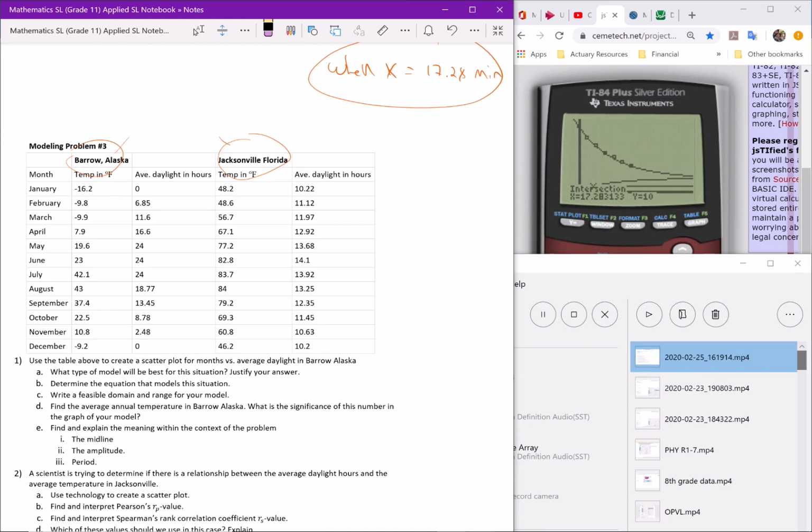The first thing we're asked to do is use the table to create a scatter plot for months versus average daylight in Barrow, Alaska. So we're going to do months versus average daylight. So we're going to be using those two first.